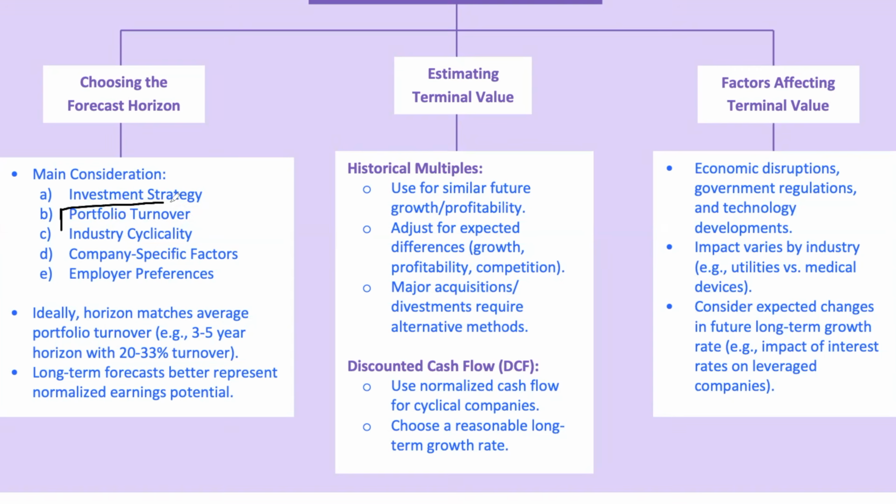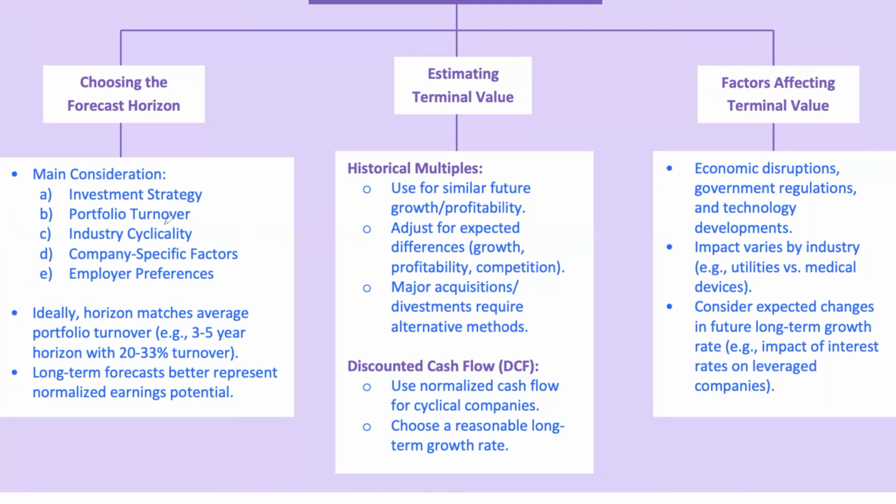This one's a bit more technical. If an investor has a high portfolio turnover rate, let's say 50 to 60% annually, they're likely to favor shorter forecast periods, like 1 to 2 years. For a lower turnover, like 20 to 30%, they'd be looking at 3 to 5 years. The idea here is to match the forecast horizon to how often the investor buys and sells assets in their portfolio. If you're an equity analyst working with a fund that turns over its portfolio every 3 years, a forecast horizon of 3 to 5 years would make sense.